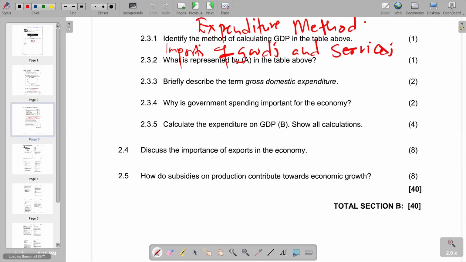Then we go to the last part of our question. We're saying, how do subsidies in production contribute towards economic growth? So basically, we've got subsidies as a term that we have there, and try to understand what exactly is subsidies. Remember, we have explained that subsidies is part of government expenditure under transfer payments. So we are saying subsidies is money that is given to firms or businesses that are facing high cost of production, so that they face lower cost of production.